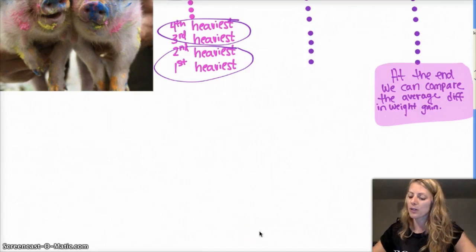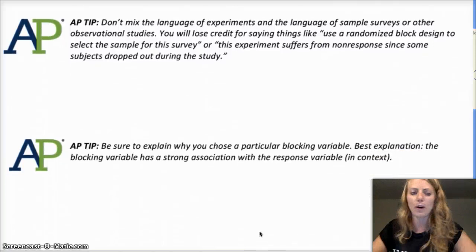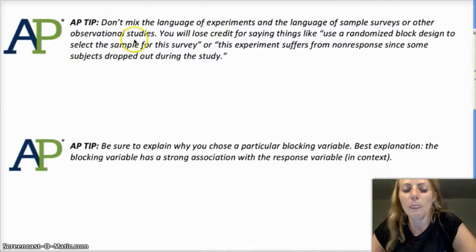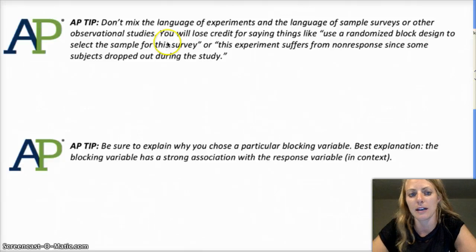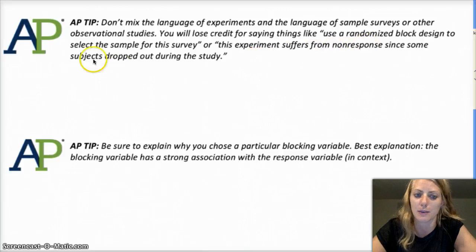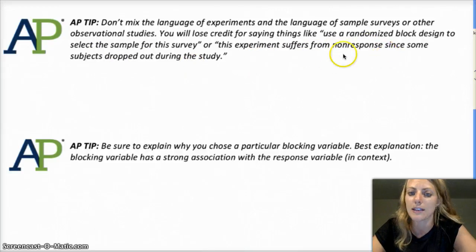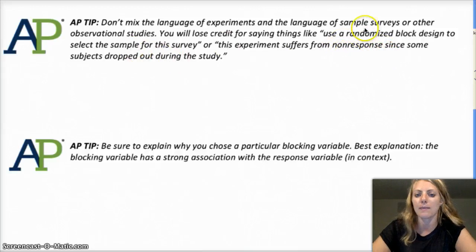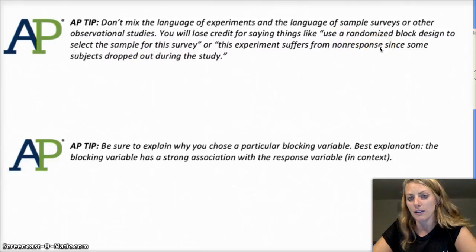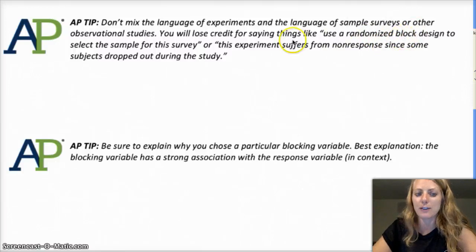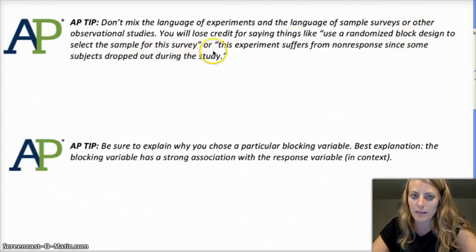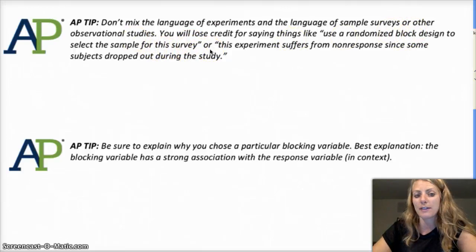Okay. So here's a couple AP tips. One I think I already mentioned, but you don't want to mix the language of experiments and surveys or observational studies. Okay, you're going to lose credit for things like "use a randomized block design to select the sample for the survey," or "the experiment suffers from non-response since subjects dropped out during the study." That's not true because non-response is for sampling and surveys, not for experiments. And the randomized block design is for experiments, not surveys. Okay, so be careful, make sure you know the difference in terms.